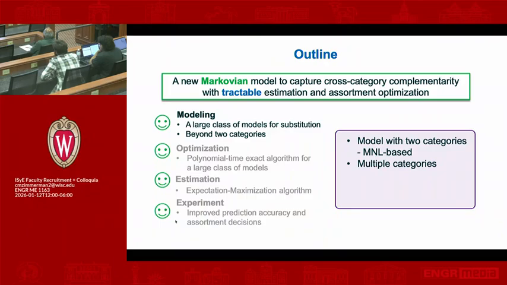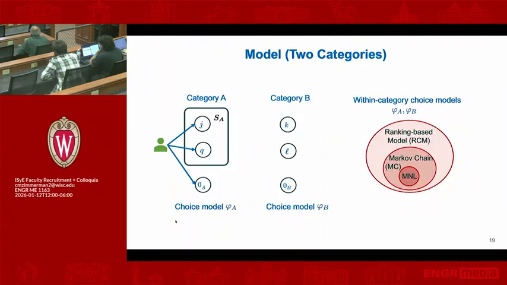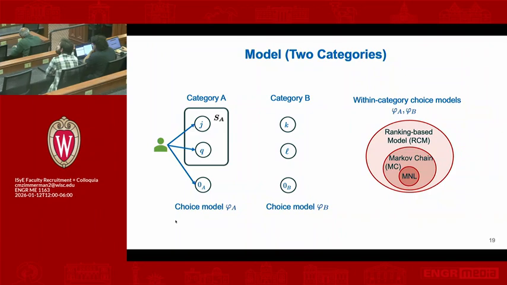Now let's start with the model, and I will walk you through the model with 2 categories and then extend to multiple categories. Now let's say there are 2 categories A and B, and we have a choice model phi A and phi B to capture the substitution effect within A and B respectively. Here, phi A and phi B can be any ranking-based choice model. It includes Markov chain model and ML model as special cases.